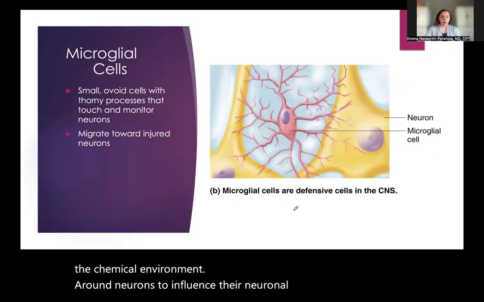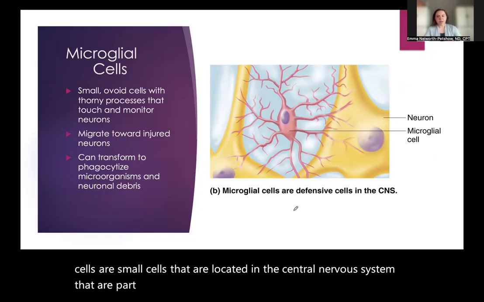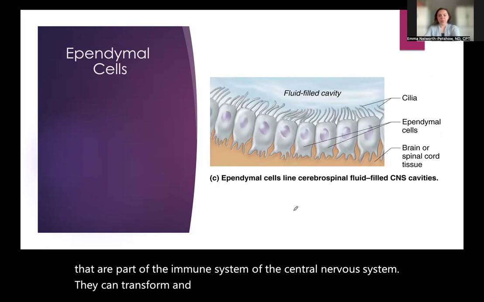Microglial cells are small cells that are located in the central nervous system that are part of the immune system of the central nervous system. They can transform and phagocytose microorganisms as well as neuronal debris.